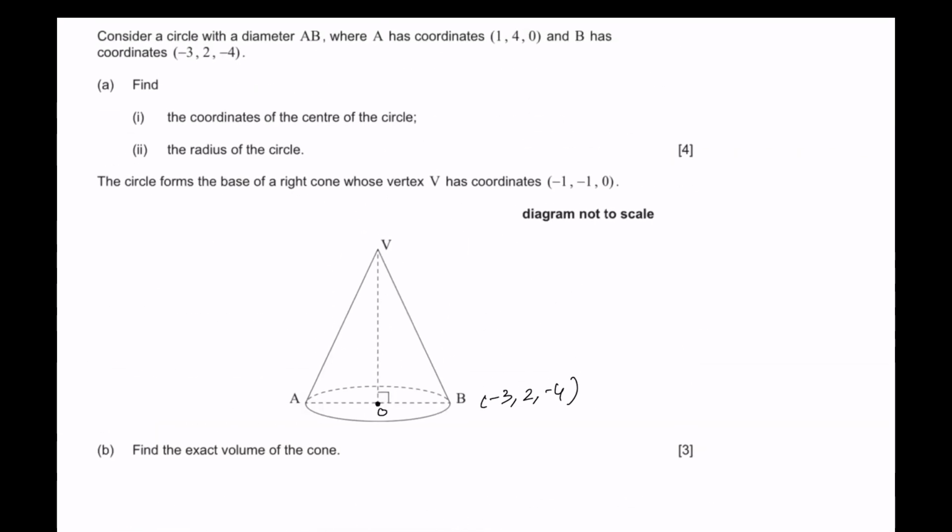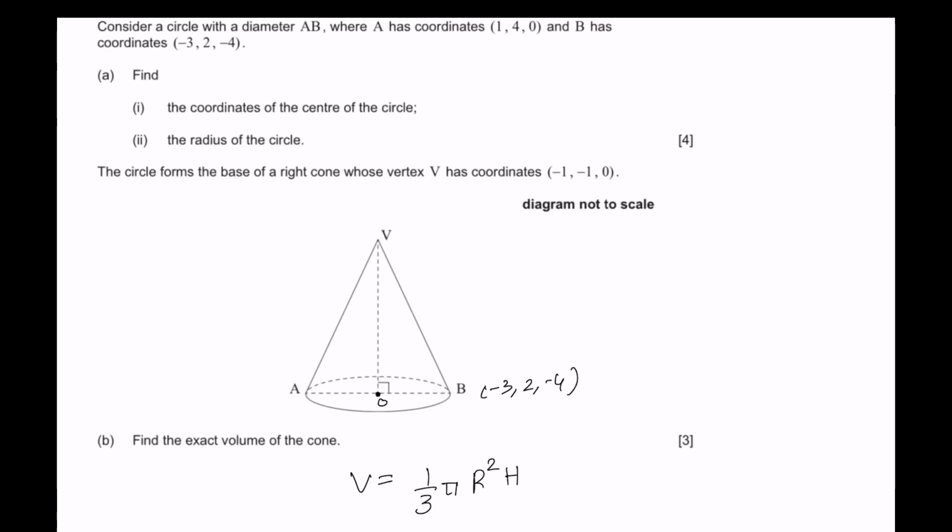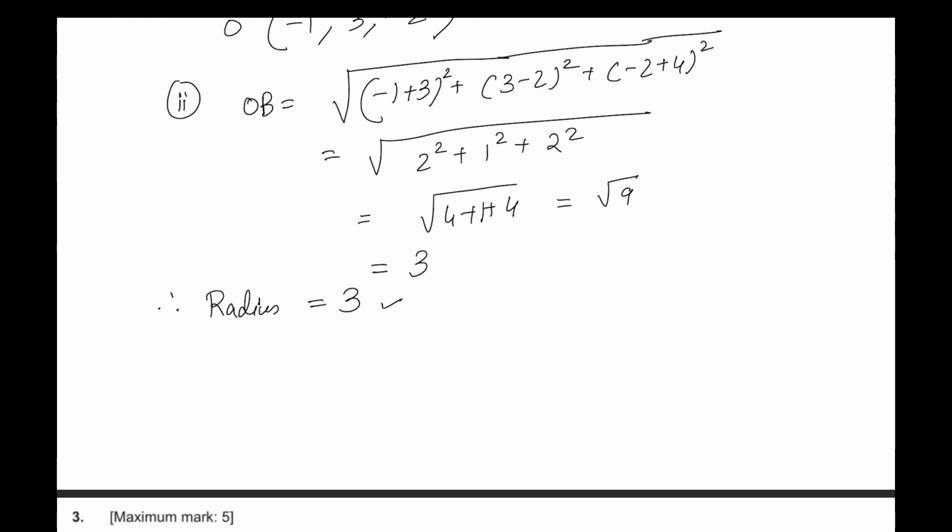Now A3: we have to find the exact volume of the cone. So the volume of a cone is 1/3 pi r square h. We know the radius, we have found it from the previous part. Now I need to find the height. So first I'll apply the distance formula to calculate the value of OE, which is the height.